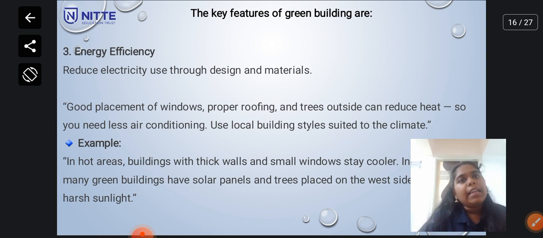That's it. Next one is energy efficiency. We have to reduce electricity by using some innovative technology, material, or design. If good placement of windows and proper roofing is there, and if you have trees outside, you can reduce the heat. Even in hot areas, if your buildings have thick walls and small windows, the place will stay cooler a long time. And having solar panels, and trees on the west side, will protect you from harsh sunlight. These all show how you can save energy.